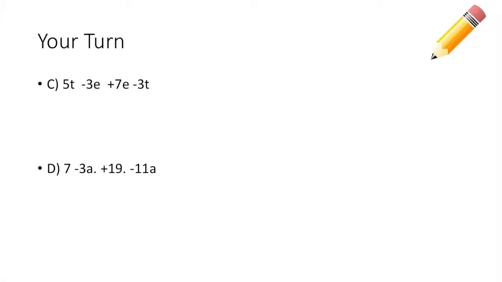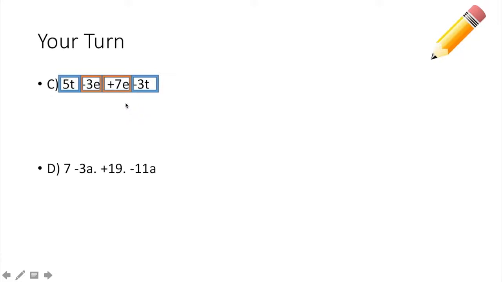Now that you've paused the video and answered the questions, I'm going to go through the answers to make sure you've got a good understanding of the topic. So the first step is to highlight or circle all of the like terms. So 5t and minus 3t have the same variable, so we will highlight both of them. Minus 3e and plus 7e have the same variable as well, so we will highlight both of them as well. Remember, the minus symbol in minus 3t, the plus symbol in plus 7e, and the minus symbol in minus 3e must be highlighted.